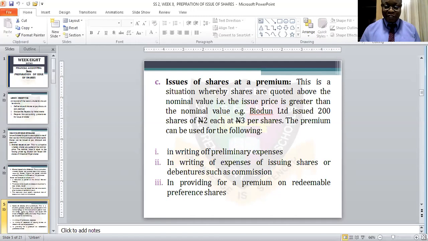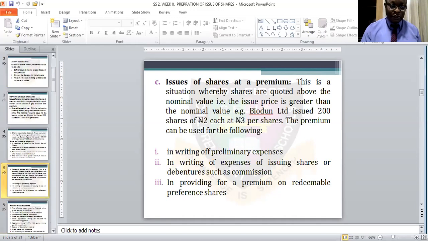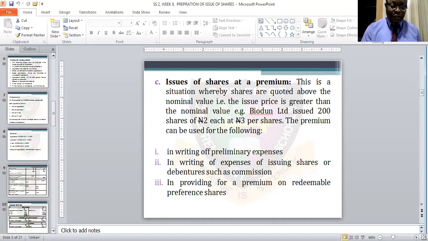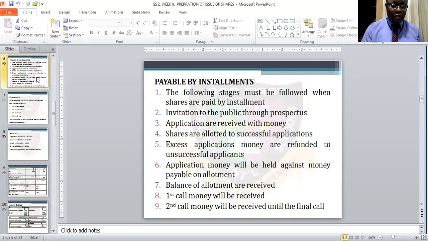So if those shares are still within the jurisdiction of the shareholders, and the company is able to call them back from the shareholders, get them back from them, then that is the redeemable preference shares. So we also have the payment payable by installment.